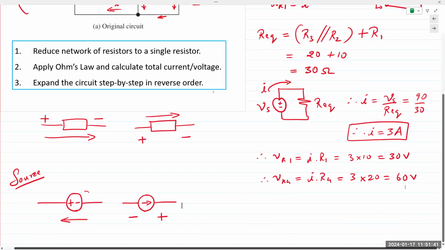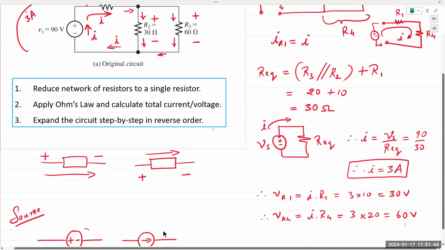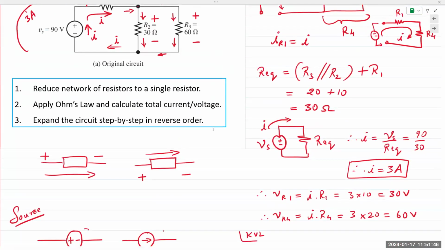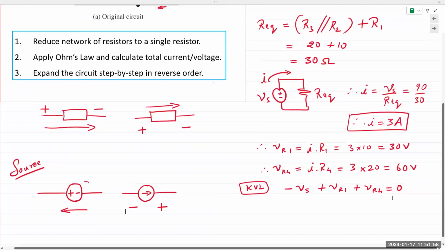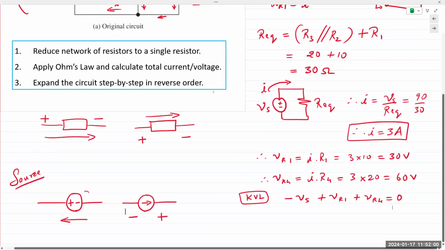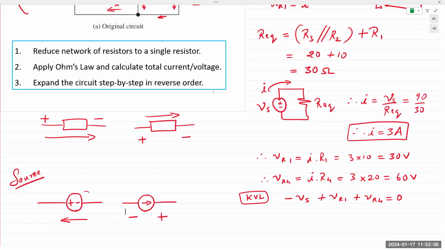You can also apply KVL. So if you apply KVL, you would get minus Vs plus VR1 plus VR4 is equal to 0. So VR4 is equal to 90 minus 30, and you get 60 volts. Make sense? You can find it using KVL or you can find it using Ohm's law. Your choice.